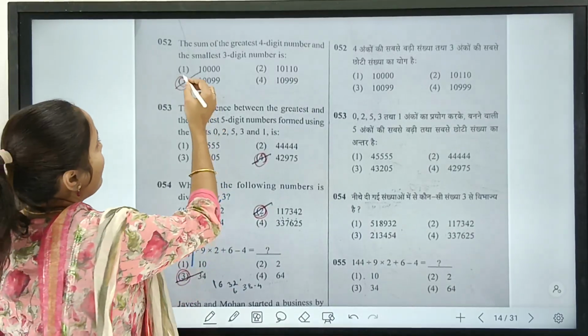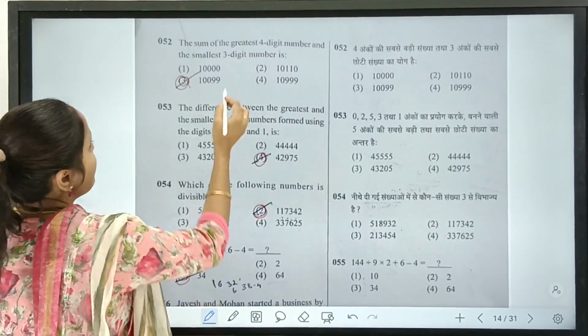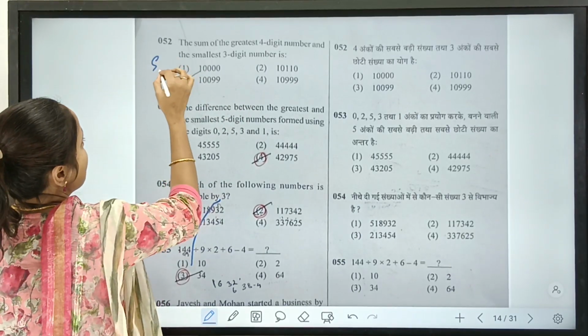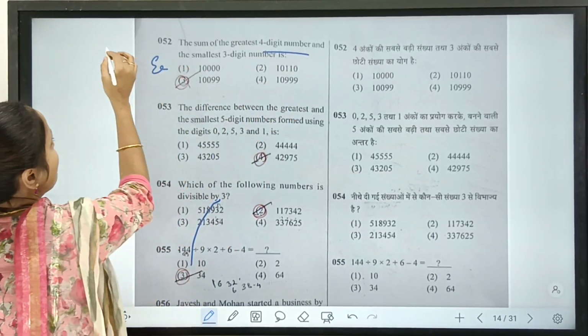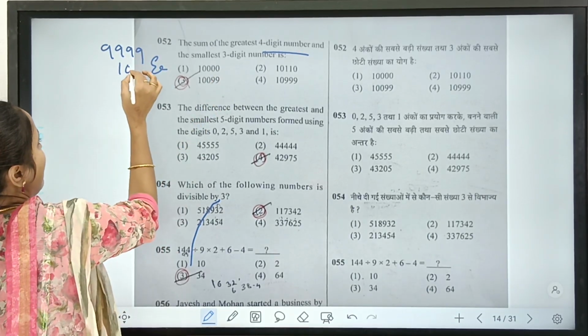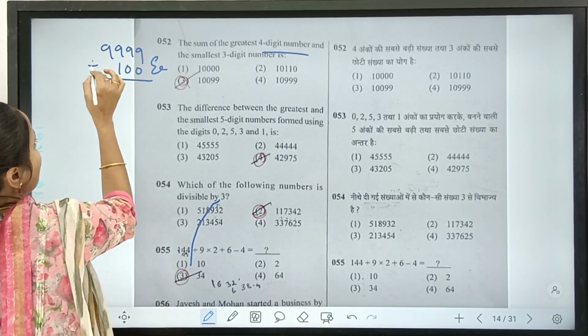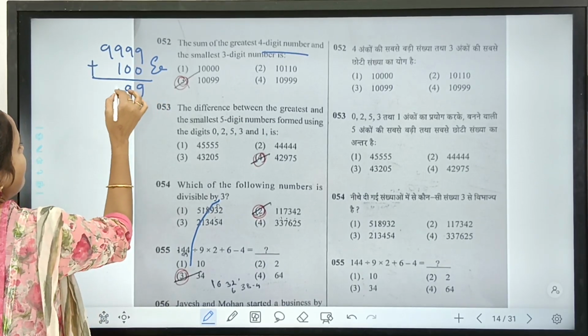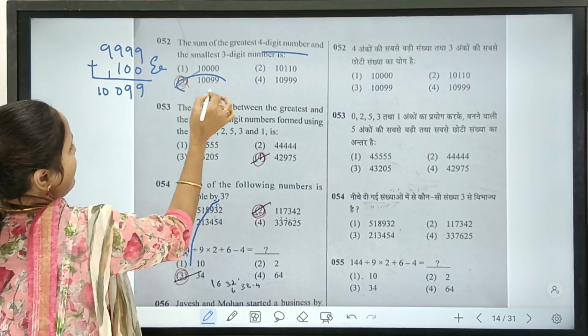Welcome back. Question 52, it is a very easy question. The greatest 4-digit number, we all know, is triple 4 nines, and the smallest 3-digit number is 100. Then you need to do the addition. That's it. Here the answer will be 10,099.